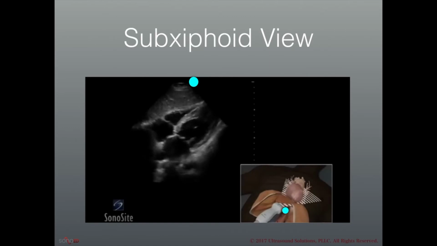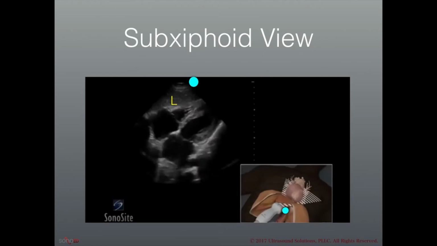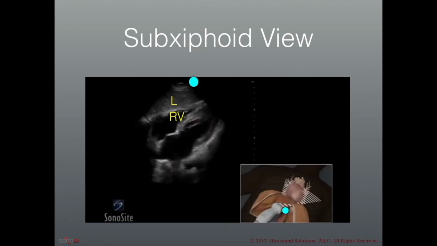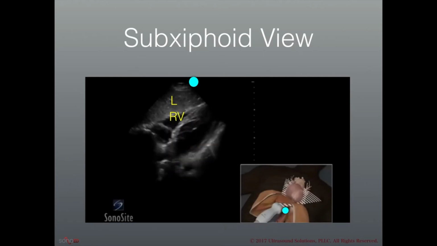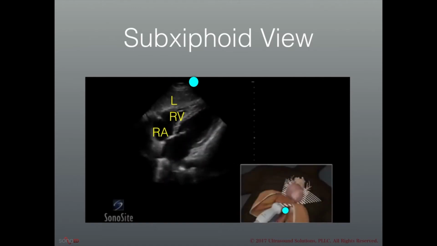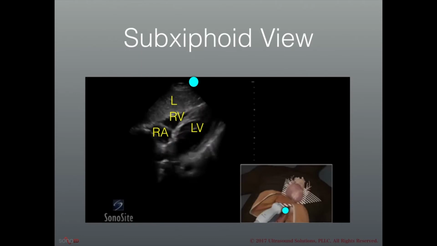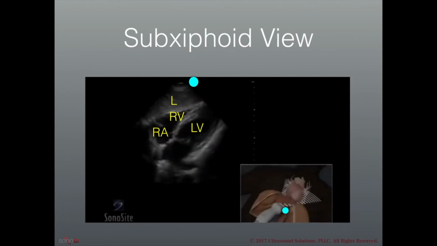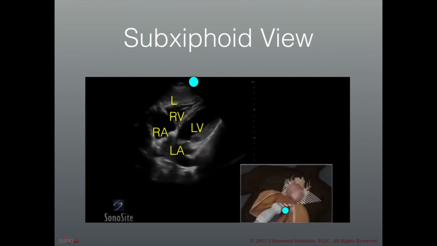Let's go over the main structures we're seeing on the screen so we can make sure we're all on the same page. You see the liver in the near field. The right ventricle is then the chamber nearest the probe, the most inferior chamber on the patient. Adjacent to it is the right atrium. The largest chamber is the left ventricle, and then the chamber adjacent to that is the left atrium.